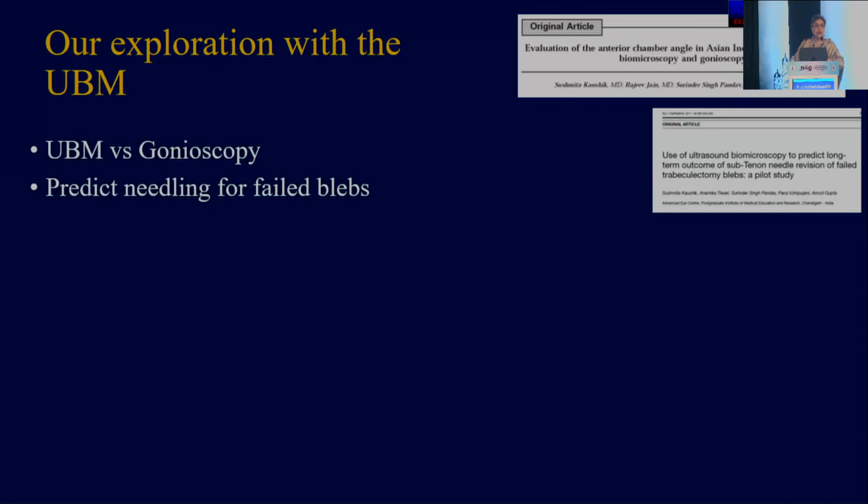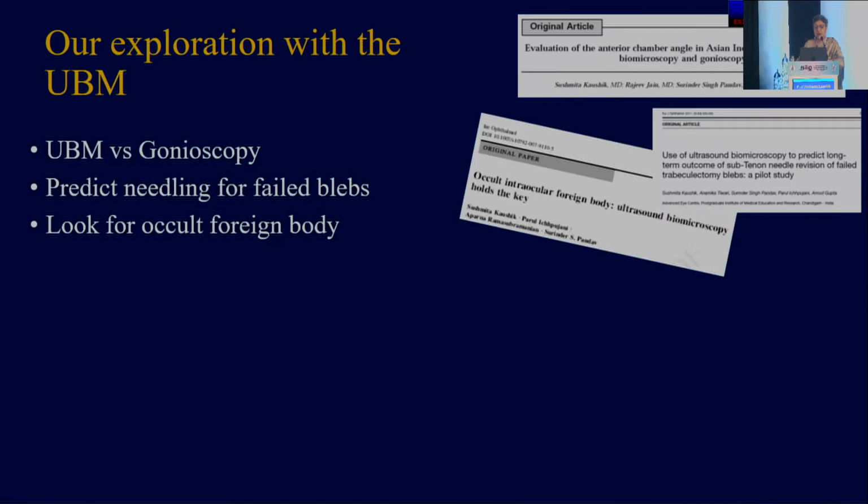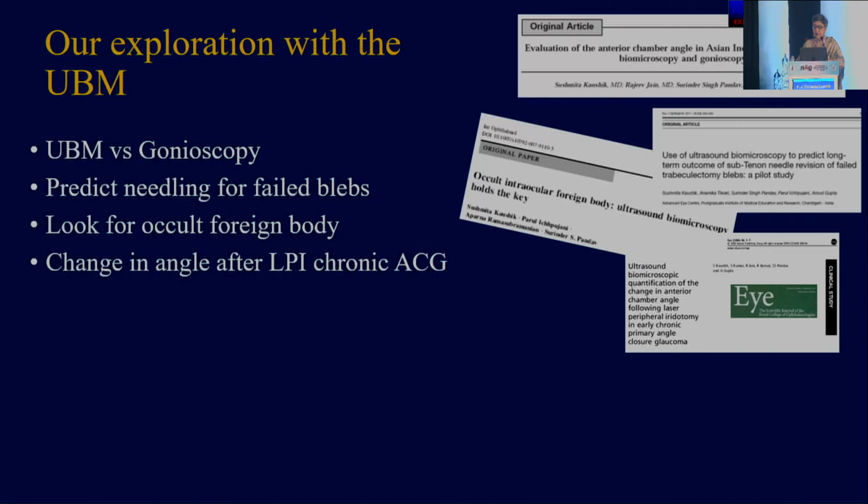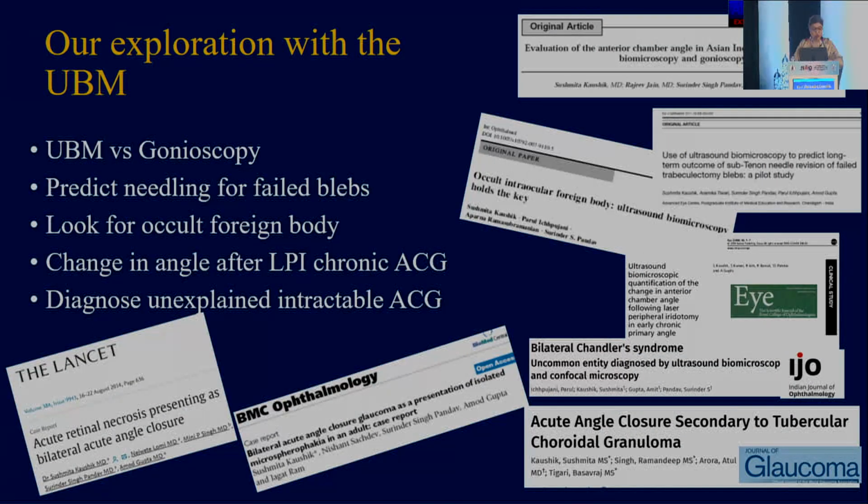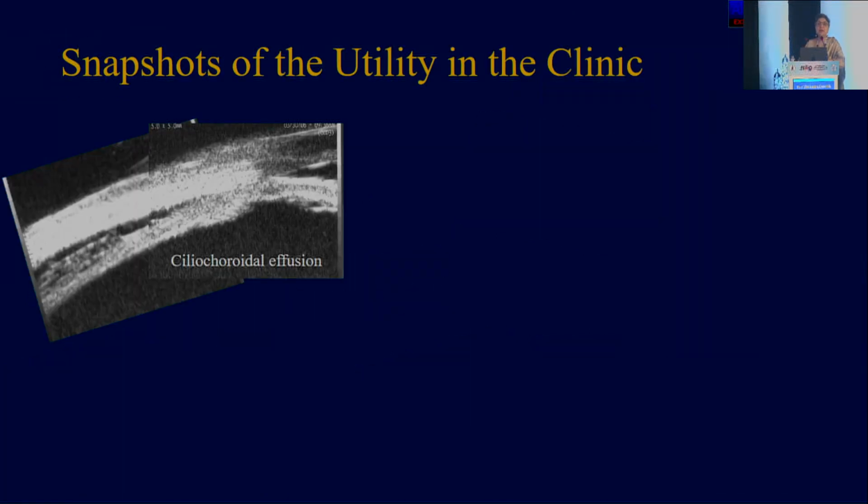In our exploration of the UBM in this short talk, we've looked at UBM versus gonioscopy and found no difference in the angle assessment. We could predict needling for failed blebs. We've looked for occult foreign bodies. We could diagnose unexplained intractable angle closures. And these are just some snapshots of the utility of the UBM that we've used in the clinic. So this, for instance, was a patient with unexplained hypotony following phacoemulsification, and the UBM showed us that there was actually a ciliochoroidal effusion. And I don't think any other investigation could have penetrated the sclera to show us what was going on.